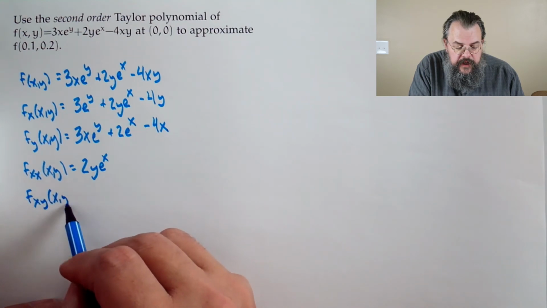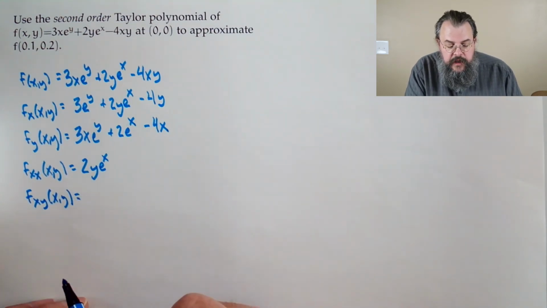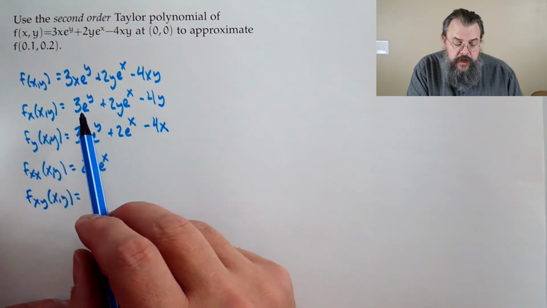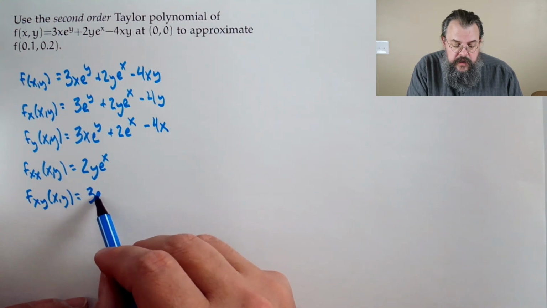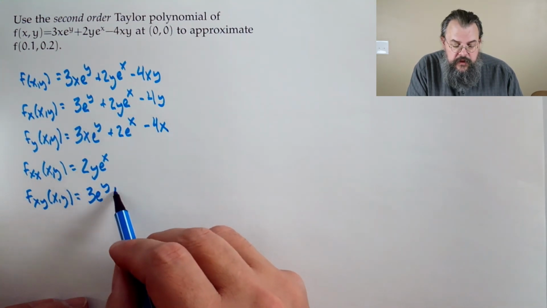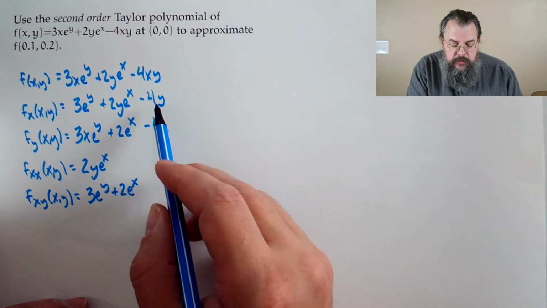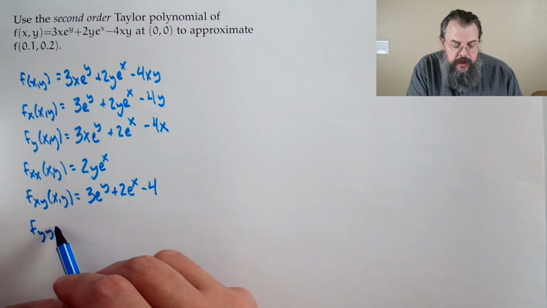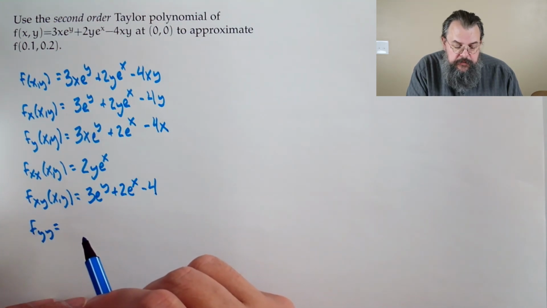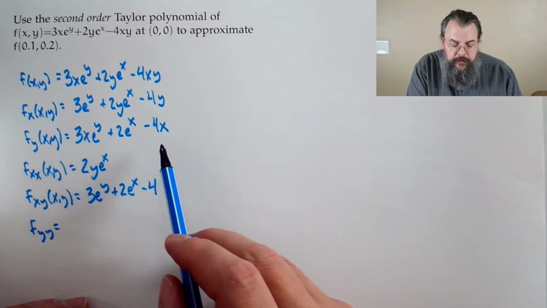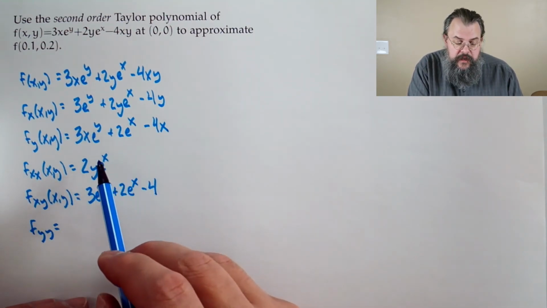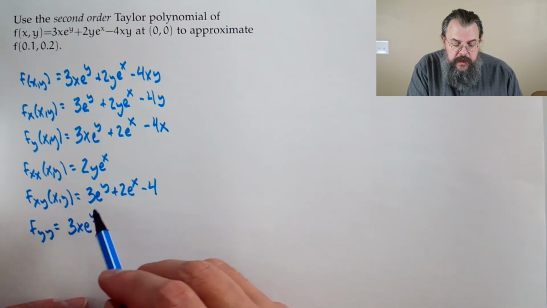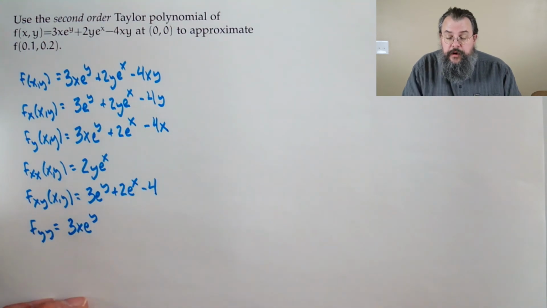f_xy of (x, y). Well, what will that be? Take the derivative of f sub x with respect to y. We're going to get 3e^y + 2e^x - 4. And f_yy, well, what are we going to get? Take the derivative of f sub y, and take the derivative of that with respect to y again. Well, we'll get 3x e^y, and then these terms don't have y in them, so they go away.